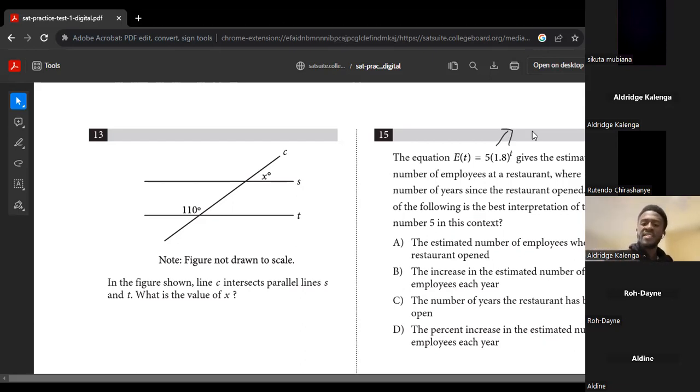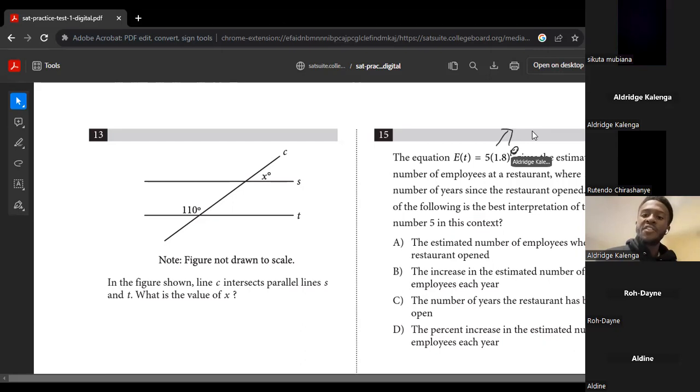The number of years since the restaurant opened. Number of years the restaurant has been open. So number of years is related to time. The T is for time here. The percentage increase in estimated number of employees each year. Actually, that is B, I think, the percentage increase. Or I'm misplacing those two. But A says the estimated number of employees when the restaurant opened. That makes sense. So when the restaurant opened, it means the time was 0.